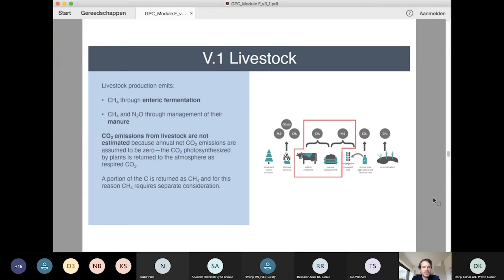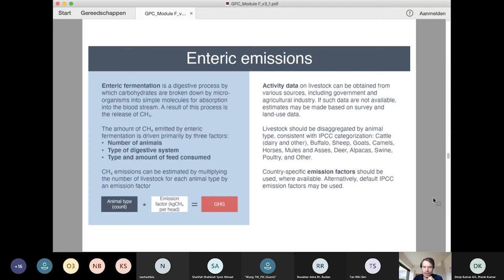So livestock releases emissions through enteric fermentation and through manure management. And CO2 emissions of livestock are not estimated because it's assumed that what gets released from this process gets absorbed as well. So it's a very small cycle. We're not expecting any additional releases of carbon dioxide into the atmosphere. So that's why we're just looking at methane and nitrous oxide.